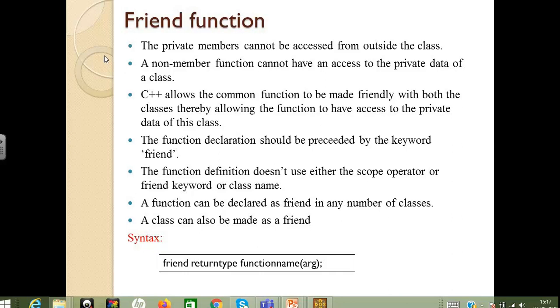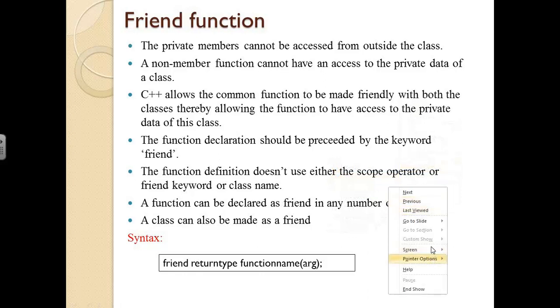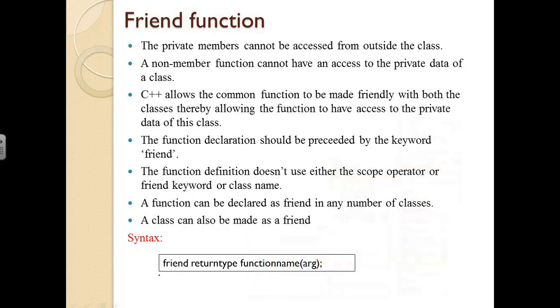Then the next thing is how we make a particular function a friend function. In the syntax, we include the keyword friend. Previously we know how to declare a member function: the syntax is return type, member function name, and arguments within brackets. If it is a friend function, it is very simple: we precede it with the friend keyword. Let me show you. In this syntax, I have used the friend keyword, preceded by return type, function name, and arguments.